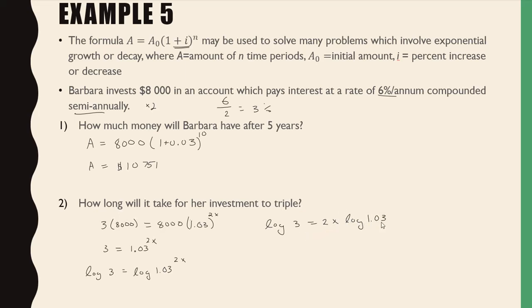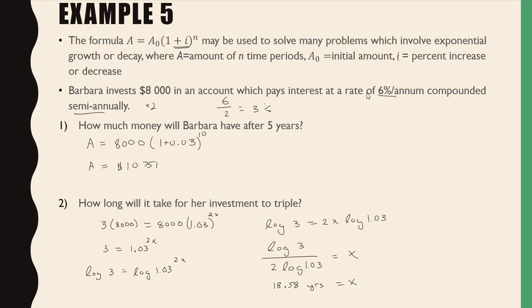And then I'm going to divide both sides by 2 log 1.03. It's all multiplication here, so the order doesn't matter. So I'm allowed to do that all in one step. So we get log 3 over 2 log 1.03 equals x. And we find that it was 18.58 years.